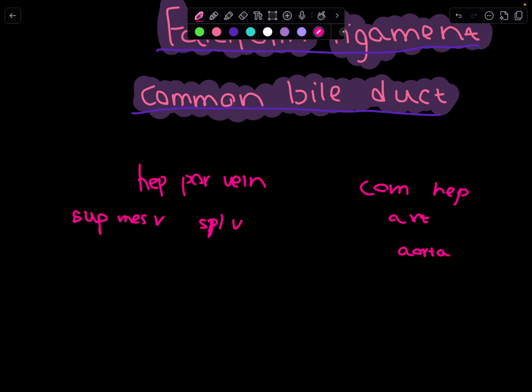From here, the common hepatic artery branches into the proper hepatic artery, which enters the liver. The proper hepatic artery then splits into right and left hepatic arteries, supplying the liver's right and left lobes. Smaller branches, like the cystic artery to the gallbladder, also come off the hepatic arterial system.